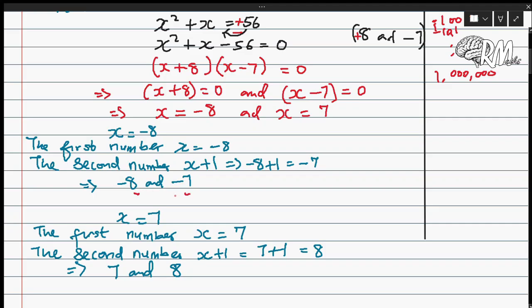Remember, this is a negative number, so it's going down. The biggest number there, in as much as it has a minus sign, automatically turns into the smallest number, while the smallest number, in as much as it has the negative sign, automatically turns into the biggest number. So this is the first one and this is the second one. So this is how to solve this question.